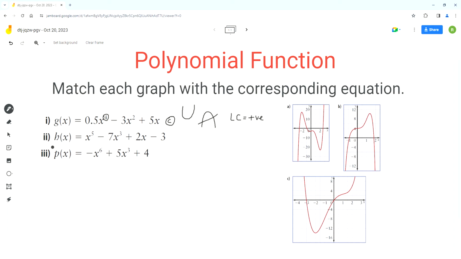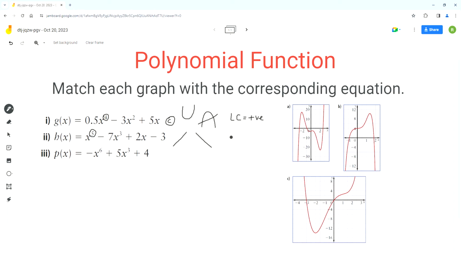Now we can analyze the second given equation. So we start with the degree. So the degree here is 5, the highest power on the variable, and this is an odd degree. That means the graph goes across the x-axis from either quadrant 3 to quadrant 1, so something like this, or from quadrant 2 to quadrant 4, something like this.